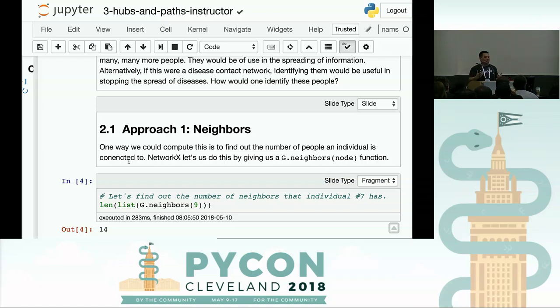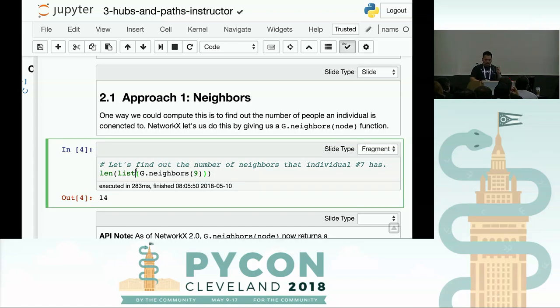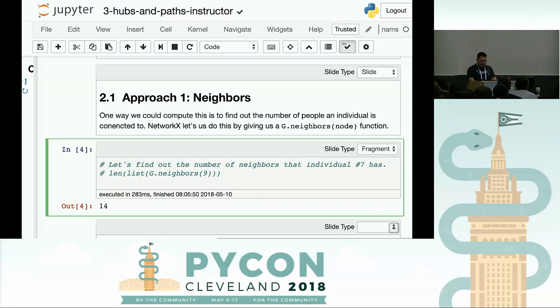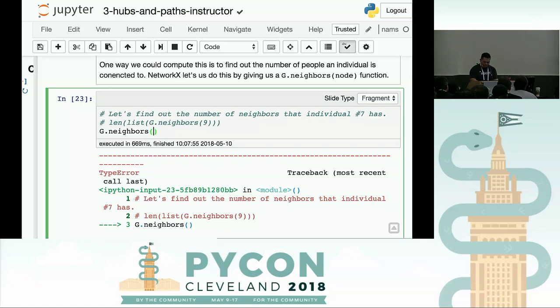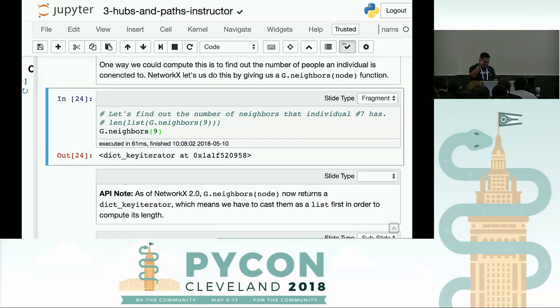When we talk about how many people I'm connected to in a graph, what we're really saying is, who are my neighbors? My neighbors in the graph are the people that I am connected to. So let's find out how we can interrogate how many neighbors an individual has. Every graph object G has a method called .neighbors, and you have to pass in a particular node you're interested in.